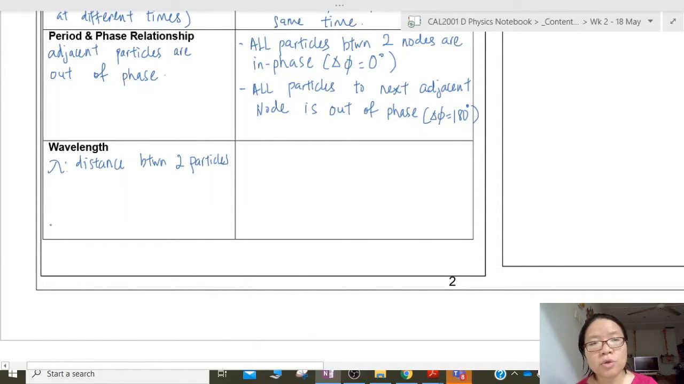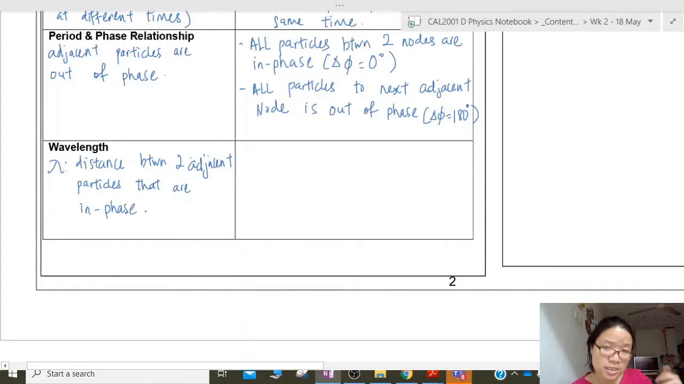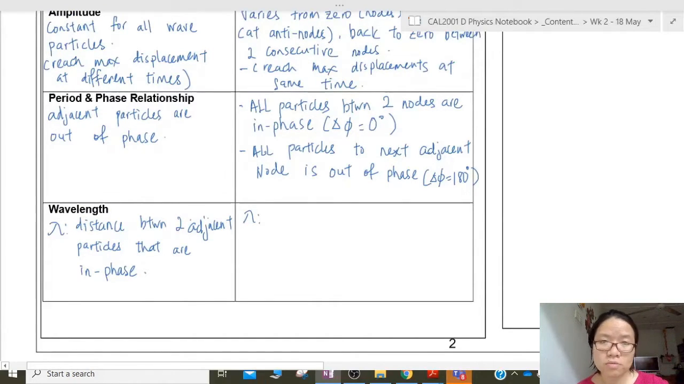So when we look at wavelength, as mentioned just now, wavelength is the distance between two particles that are in phase. They also have to be adjacent or consecutive. That means the next particle that is in phase. It might not be next door.